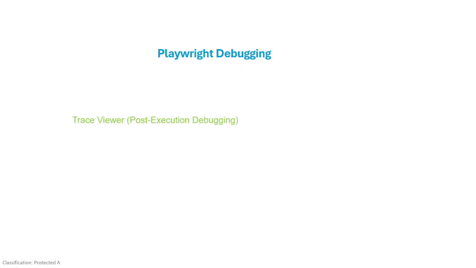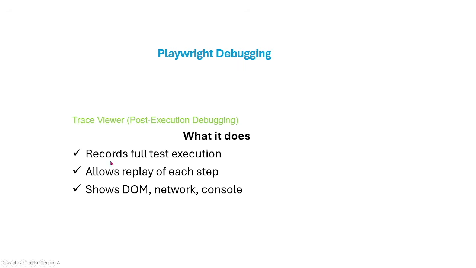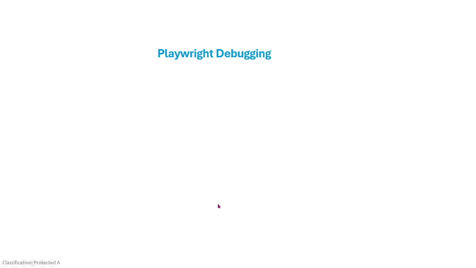Trace viewer: post-execution debugging. It records the test execution and allows replay of each step. It shows the DOM, network, and console. Screenshots and videos are also available for debugging.